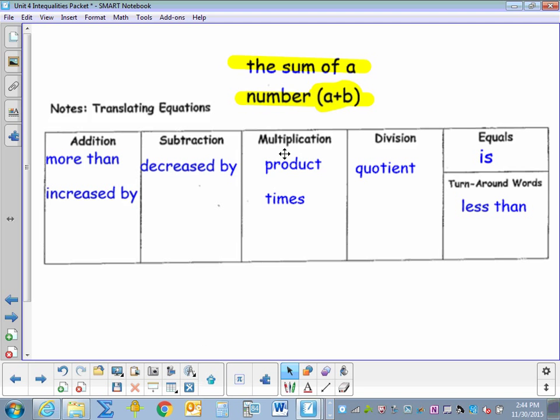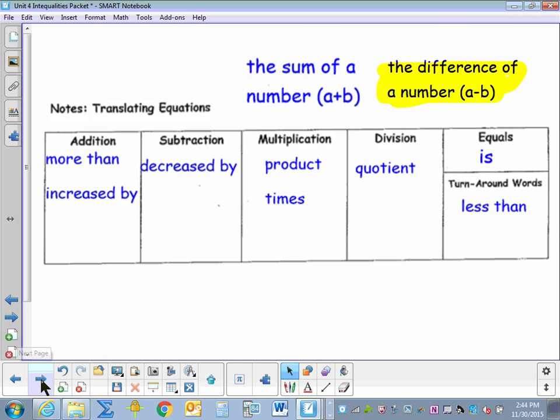You will also be using the phrase the sum of a number. Anytime you see the phrase the sum of a number, you're going to put parentheses and add two numbers together. You will also see the phrase the difference of a number. Anytime you see the phrase the difference of a number, then you will take parentheses and you'll subtract the two numbers. And you'll also see the word twice, or twice a number, and that just means to take 2 times the number. Double it.